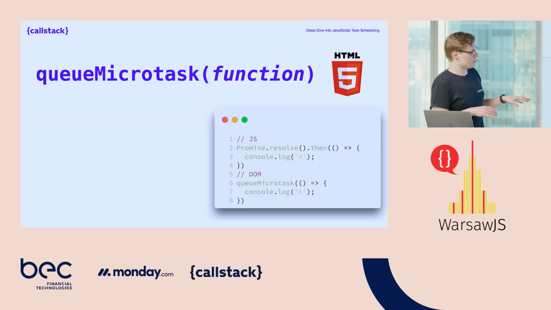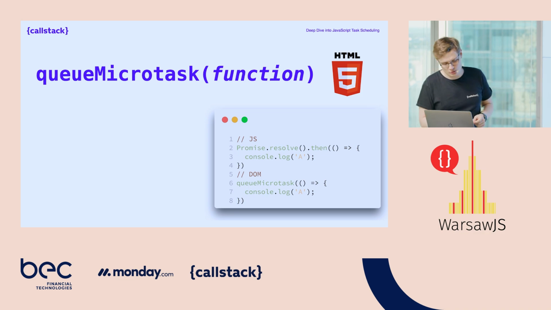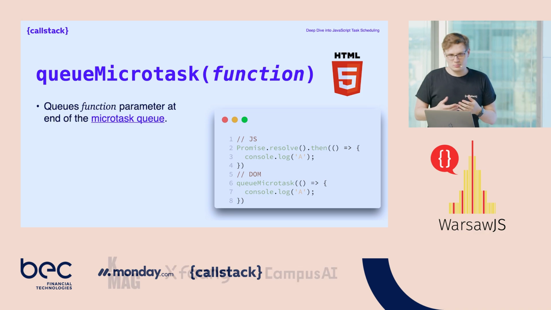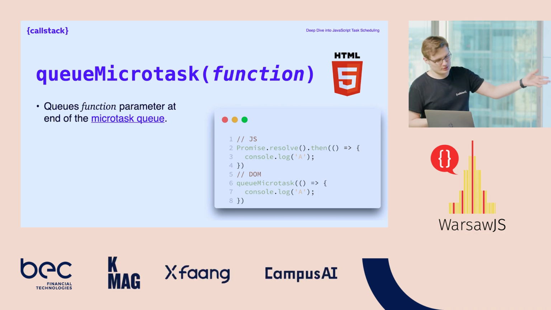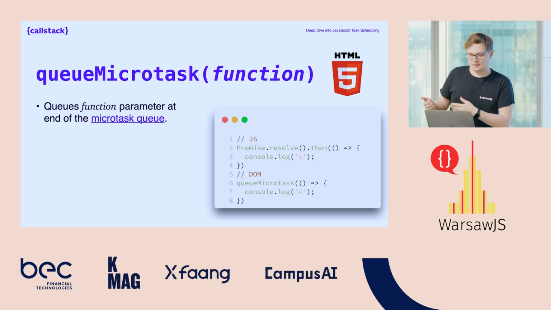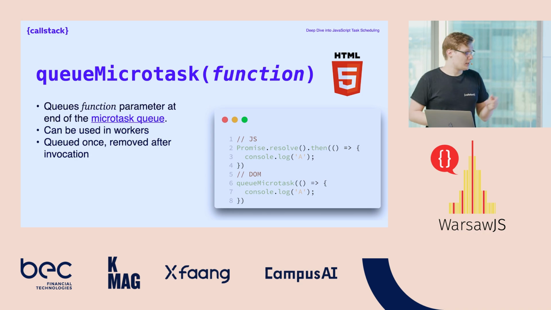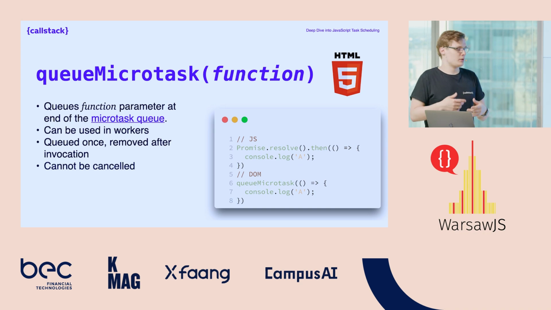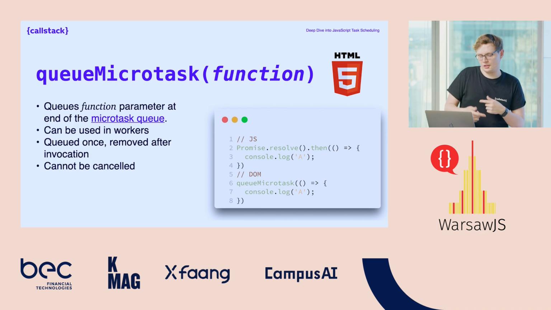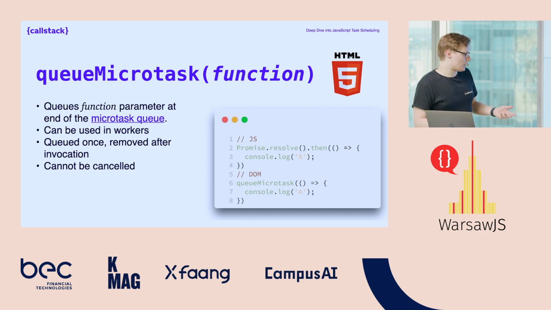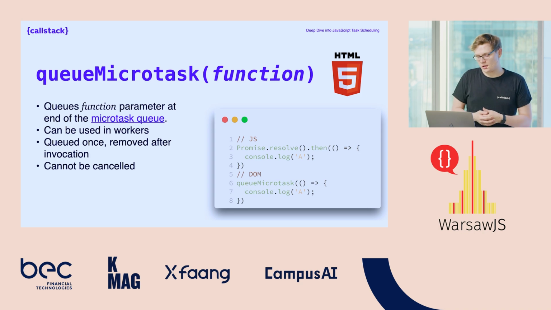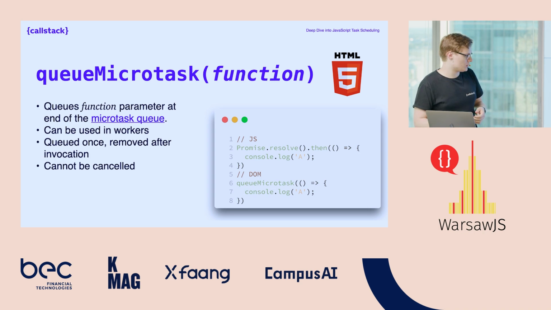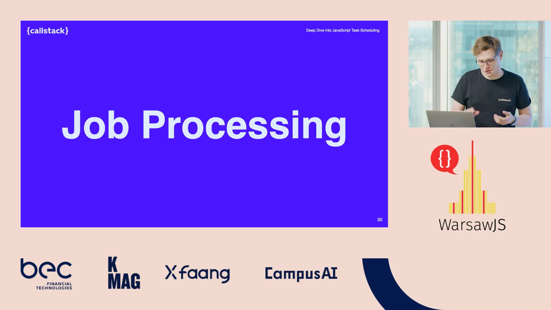There is a function in HTML. It's not part of the ECMAScript standard, hence the logo on the right. It actually does the same as Promise.resolve().then. It queues a function that's passed as a parameter at the end of the microtask queue. It can be used in workers. It's queued once and then it's removed from the queue. So if you want it to be executed all the time, you have to reinvoke it recursively, and it cannot be canceled. So if you queued a microtask, you cannot cancel it by global provided functions.